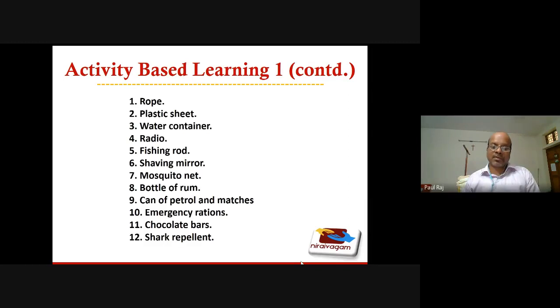Ninth item, can of petrol and matches. 10th item, emergency rations. 11th item, chocolate bars. 12th item, shark repellent. In case the shark comes and bites you, you have some cream or something so it will not bite you. Okay. So these are the 12 items I have displayed.